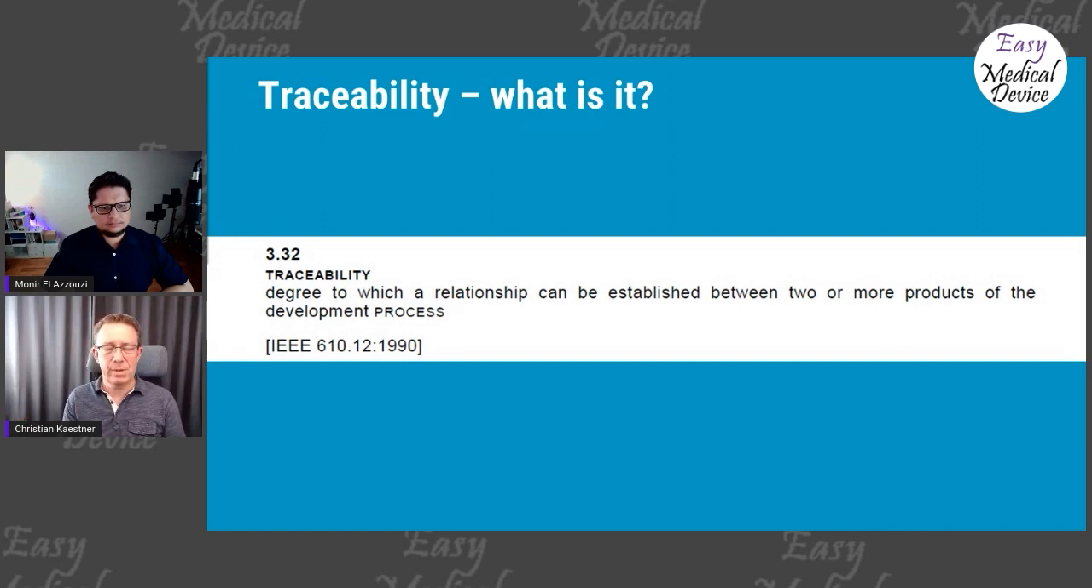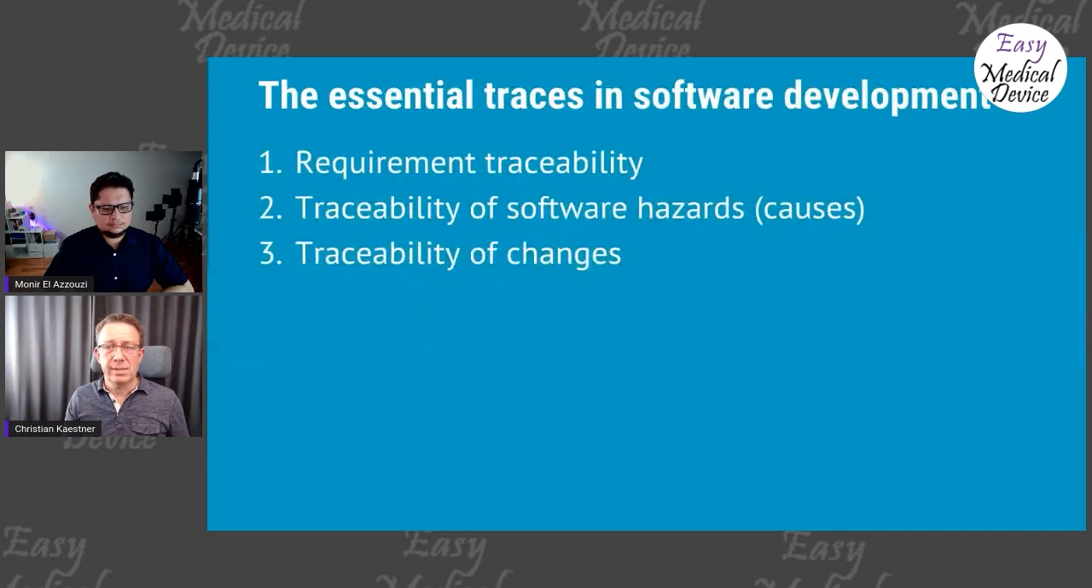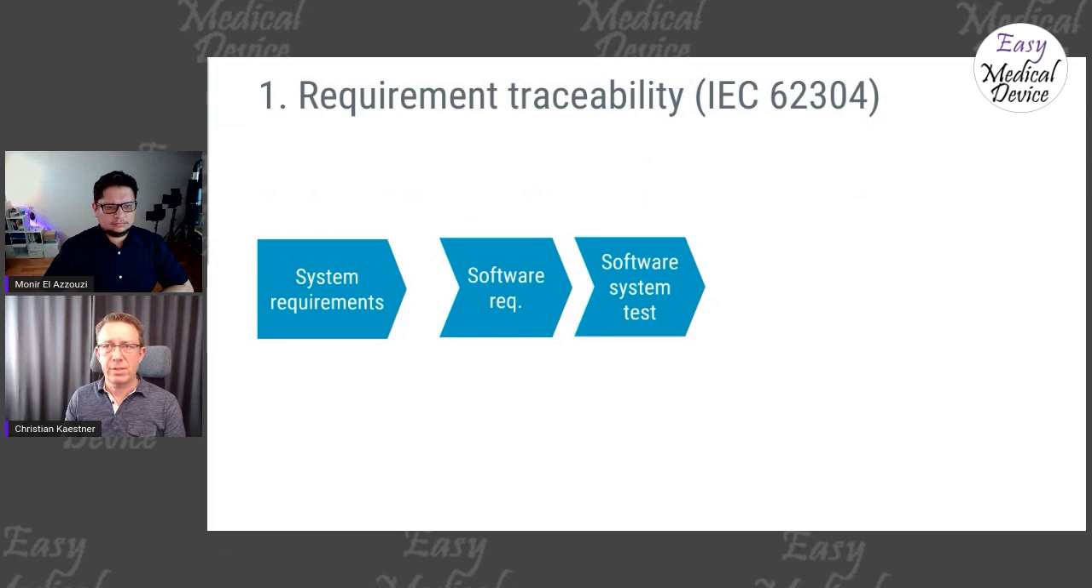So in ISO, not in ISO, IEC 6234, there's a definition which says this: the degree to which a relationship can be established between two or more products of a development process. And looking at the software development process, to me, there are three really key essential requirements which relate to traceability. So you have requirement traceability, you have traceability of software hazards, or perhaps I should say causes, and you have traceability of changes. So let's have a look at the requirements of traceability.